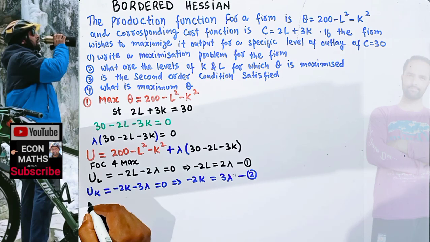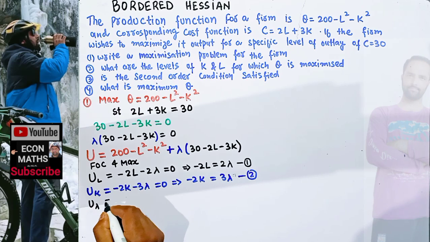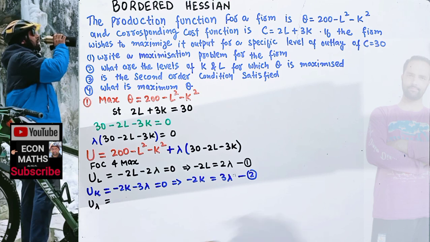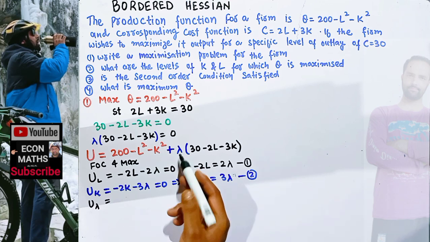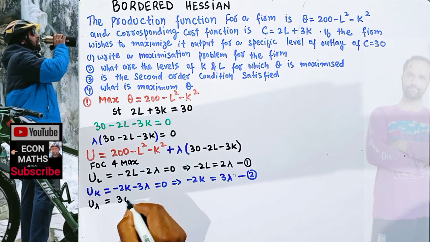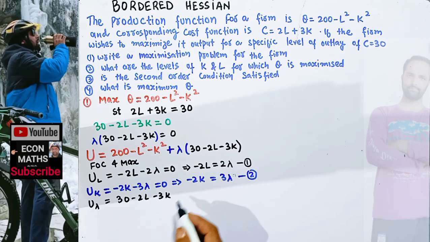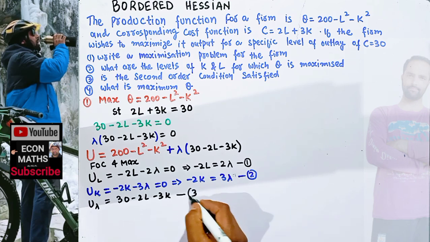Then take the derivative with respect to lambda. The derivative of lambda is 1. No lambda is involved in the first three terms, so their derivative will be 0. The derivative of lambda is 1, so we are left with 30 minus 2L minus 3K. This is not really necessary here. Let us say this is equation third.